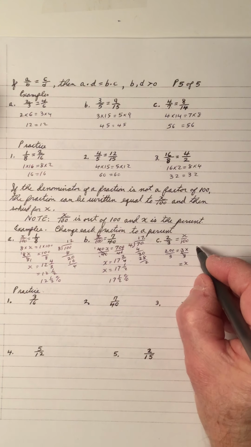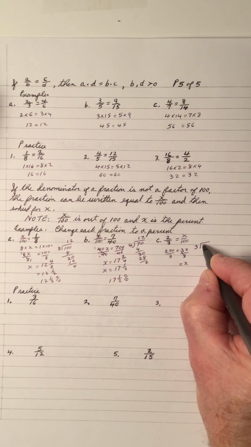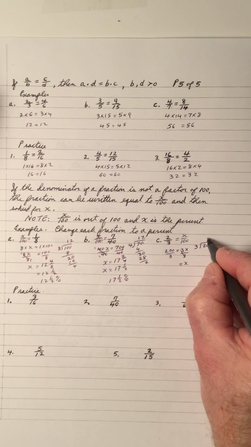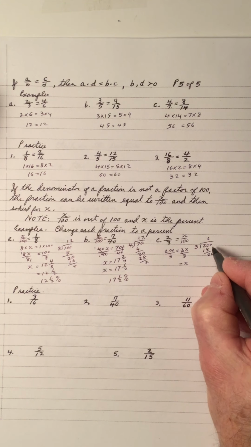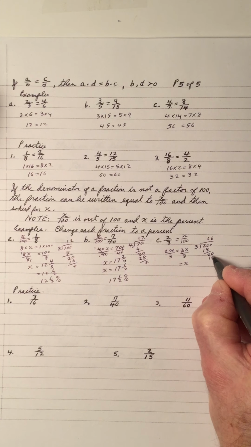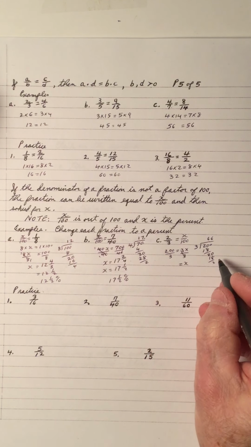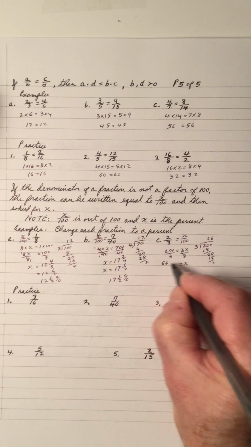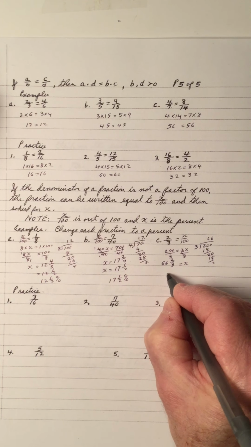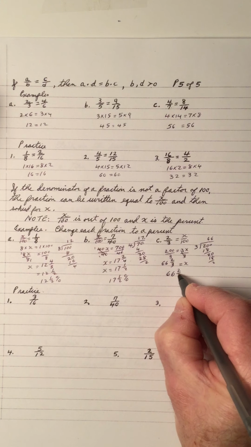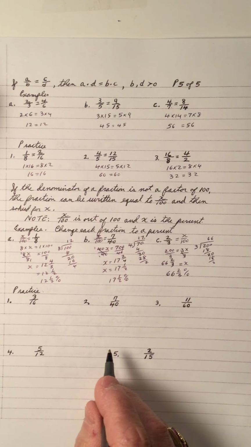So what is 3 divided into 200? 3 sevens, nope. 3 sixes, 18. Try and get you 2. Bring down your 0. 3 sixes are 18 and 2. So that becomes 66 and 2 over 3, which is 66 and 2/3%.